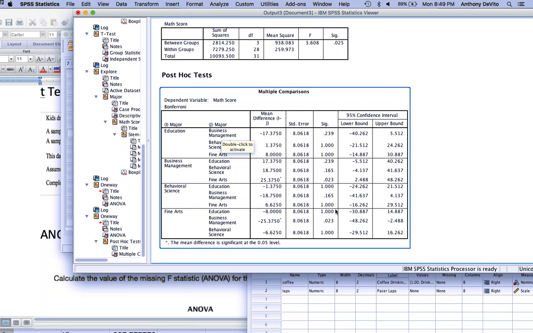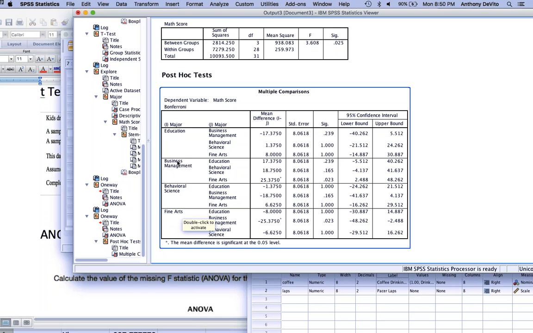Still greater than 5%. The only place where we see an outcome where it's less than 5% is when we compare fine arts majors to business majors. And then we get a result of 2.3%. So that's the only one where we can say, with less than a 5% chance of being wrong, that there's a difference in the mean score for fine arts majors and business majors.